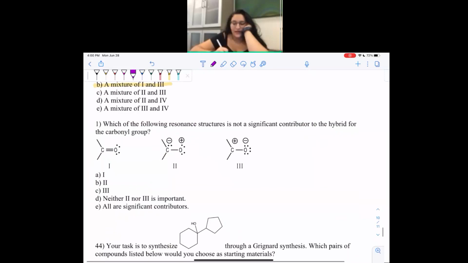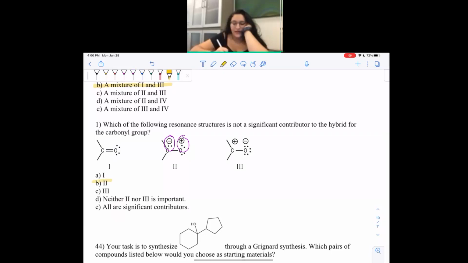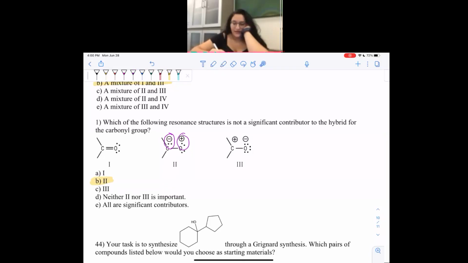Another one that students tend to get wrong is this resonance structure one. We're never going to have the minus here and the plus here. So number 2 is not an important structure. This, however, is an important structure, because if we move the electrons here, we get this guy.